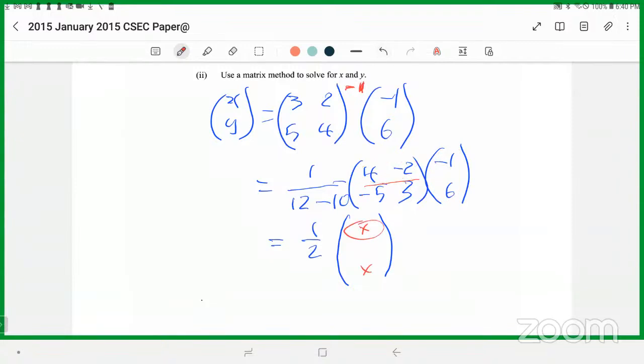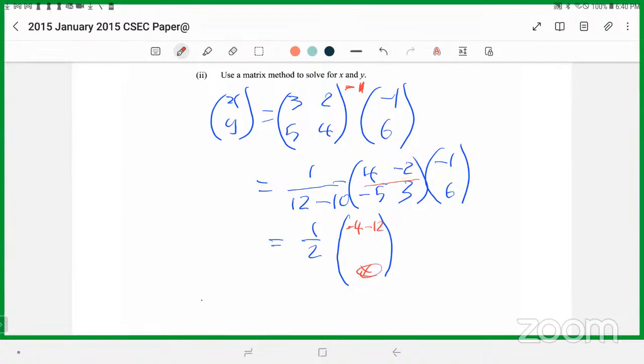So how do we get this first value? It is the first row times the one column. So multiply this first row by this one column to get this value. How do we do it? First element times first element, second element times second element. 4 times negative 1 and negative 2 times 6. 4 times negative 1 is negative 4, and negative 2 times 6 is negative 12.